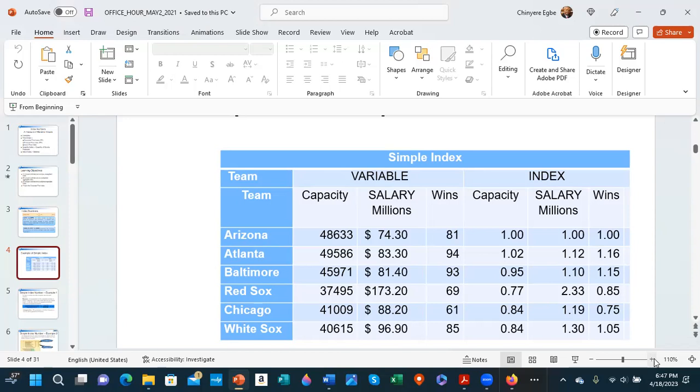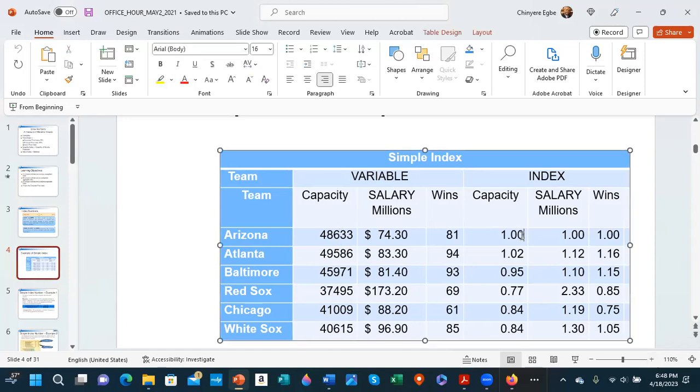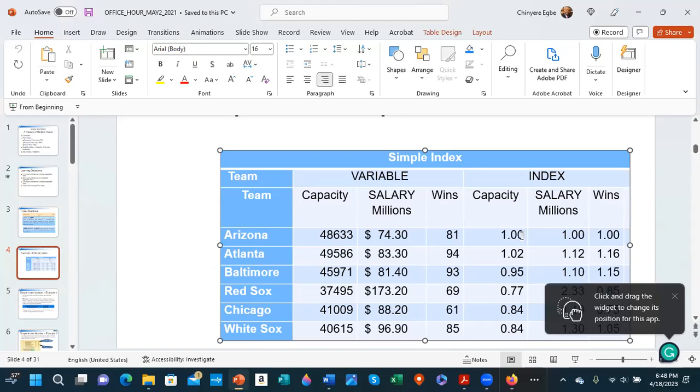This is how indexes are calculated. So we choose a base, and the base is Arizona. And so we compare the capacity of Atlanta, Baltimore, Red Sox, Chicago, White Sox, and any other location that we want to add, and compare them to Arizona. And so we simply divide Arizona by Arizona, then we divide Atlanta by Arizona. As you can see, if you divide Arizona by Arizona, you get 1.0.